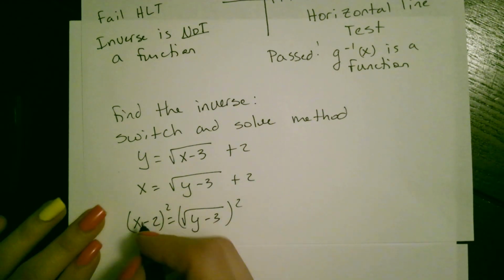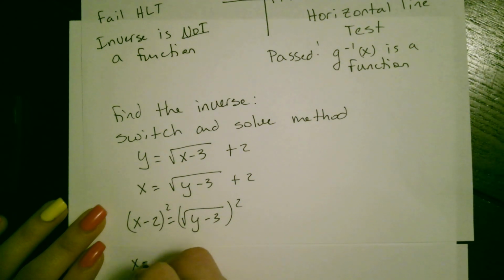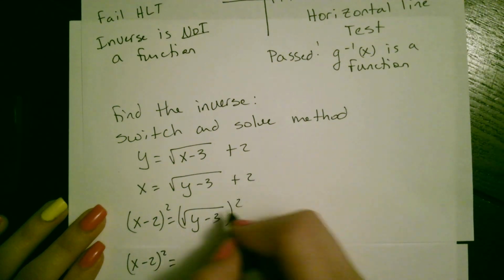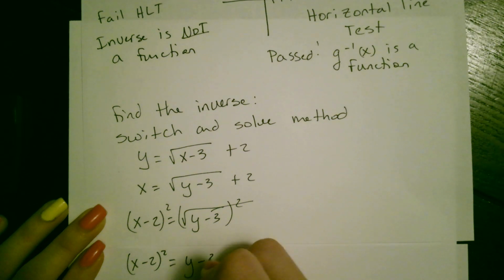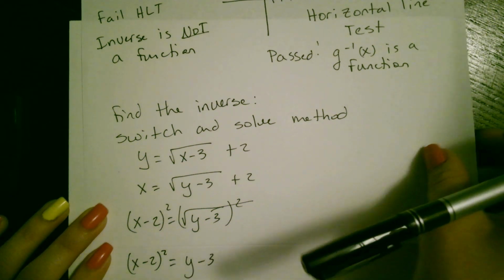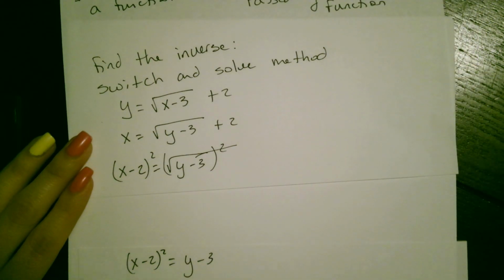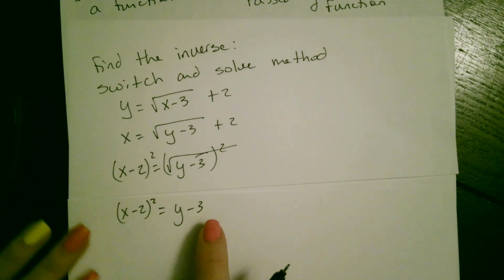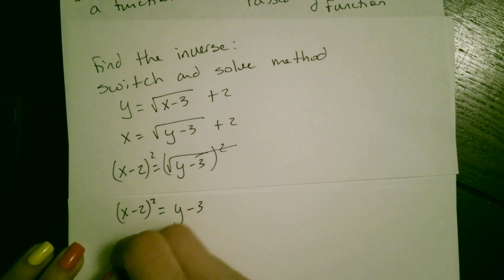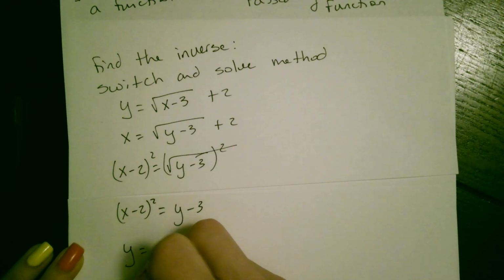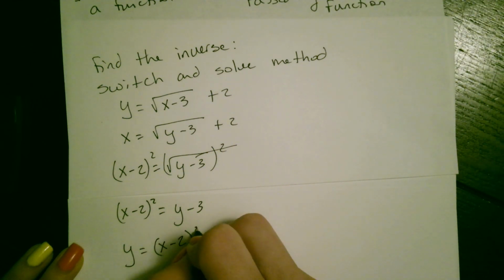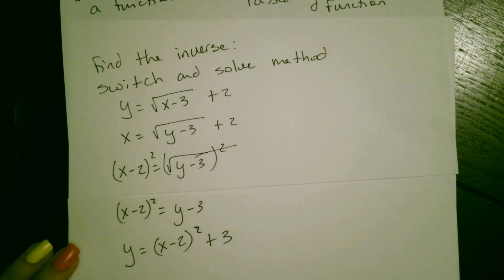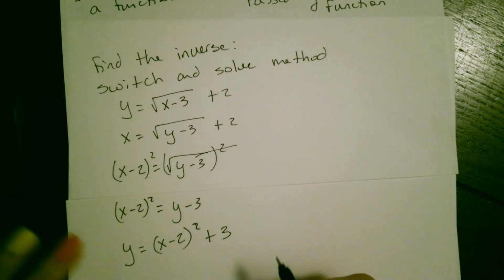I'm not going to distribute, I'll just keep the left-hand side as x minus 2 squared. On the right, the square and square root cancel, so I get y minus 3. And I want to solve for y, so I need y all by itself, so I will add 3 to both sides. So I end up that y is equal to x minus 2 squared plus 3. Right? We added 3 to both sides. I just switched them. And this is our inverse.